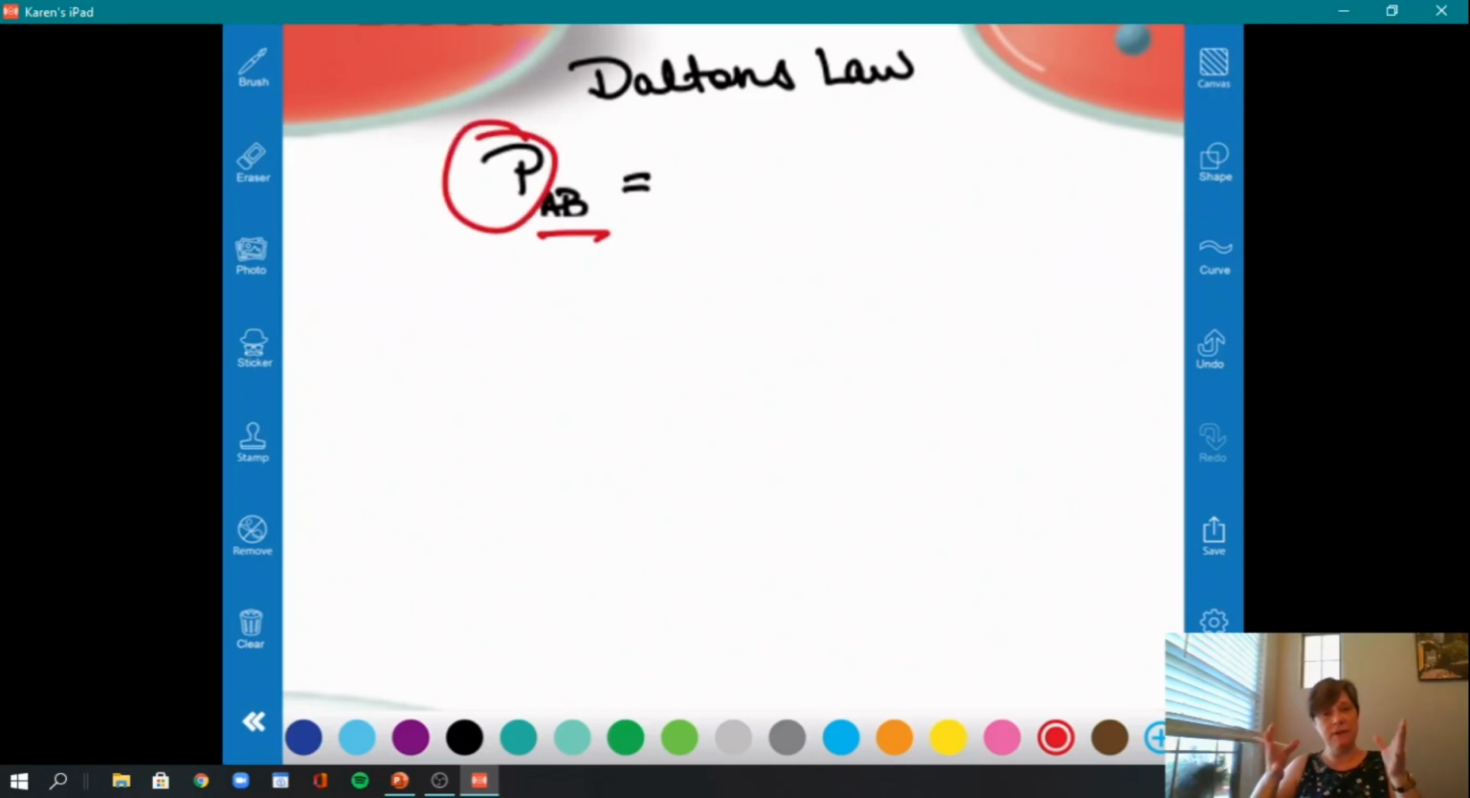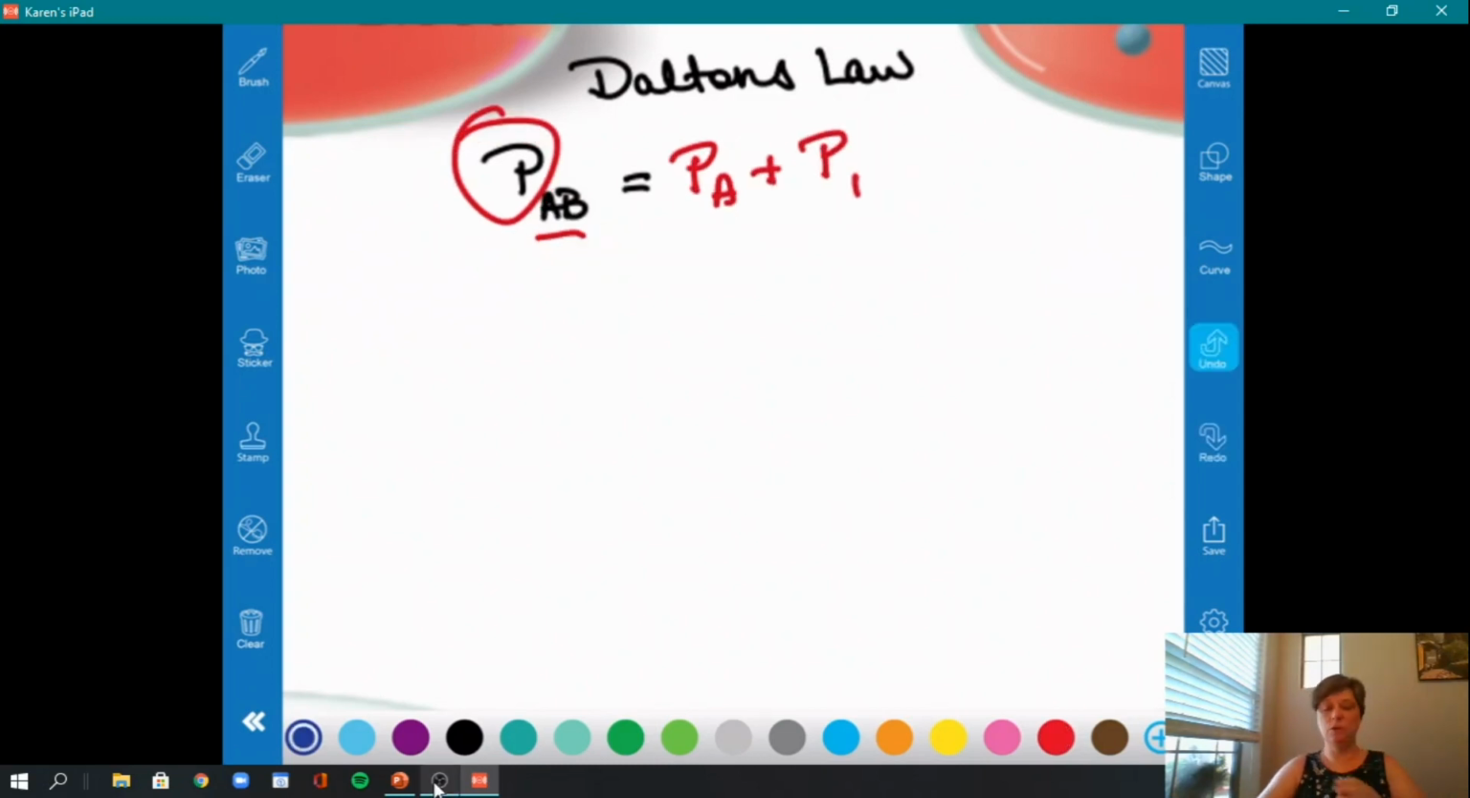So if we have gas AB, two elements, the pressure of that gas can be broken down into two separate numbers. The pressure of the total gas is going to be equal to the pressure of gas A plus the pressure of gas B. So if we take this information and look at the air that we breathe, the air that we breathe is not 100% oxygen. It's actually made up of different types of gases. So let's look at this.